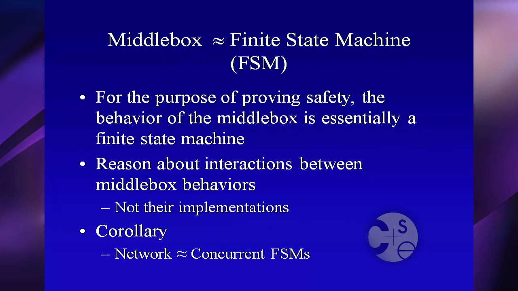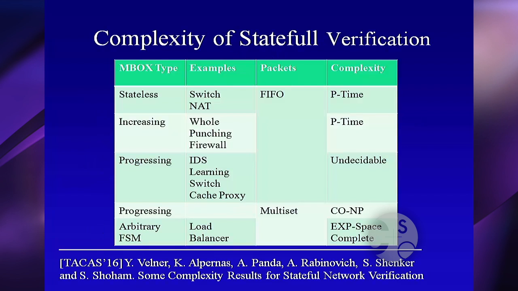And how do we do it? So we assume that the middle box is essentially a finite state machine. For many of the things, at least for our property, this is okay. Once we do this, we can actually reason about the interaction, and we can show that, in fact, the network is some kind of a concurrent finite state machine. And then we have some complexity results that say how complicated it is to check the correctness of the network.